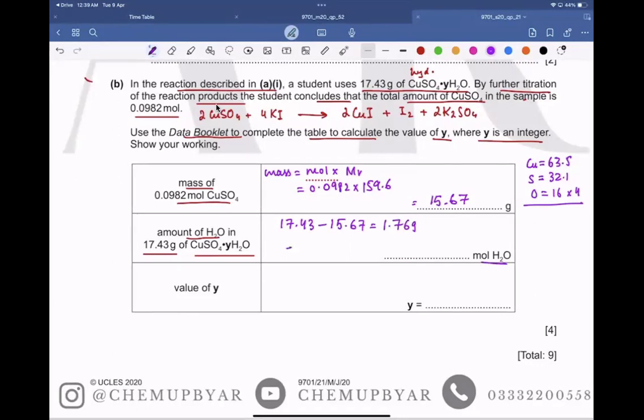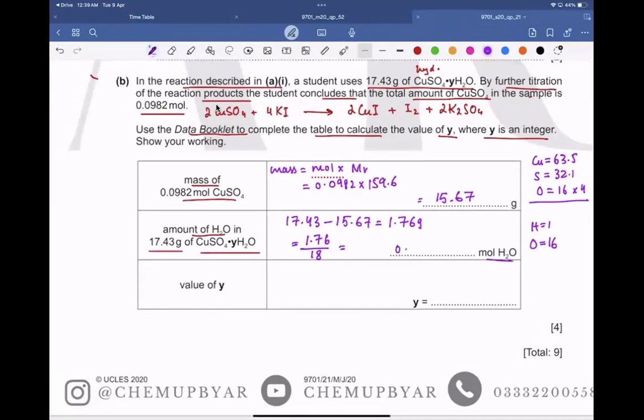So what I need to do, I have to divide it with the Mr of water, and the Mr of water is 18. So divide it with 18 because hydrogen is 1 and oxygen is 16, and there are two hydrogens, so it becomes 18. So it's 0.097. Yeah, that's what we did. We divided with the Mr of water, 18. Okay, Hassan?